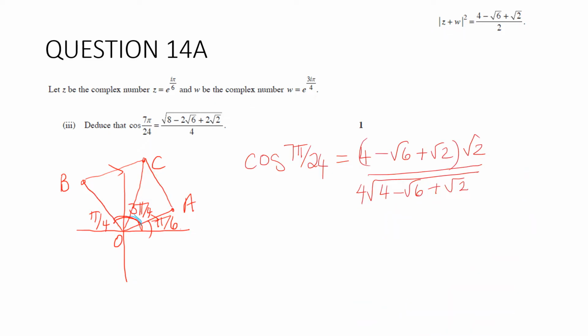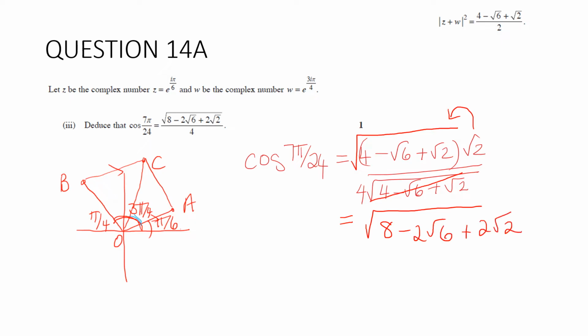which is equal to, now I can cancel this square root with part of this numerator. It's going to become a square root on top. Hopefully that makes sense to you. Now let's put this root 2 inside this square root, which is going to give us square root of 8 take 2 root 6 plus 2 root 2 all over 4 as required.